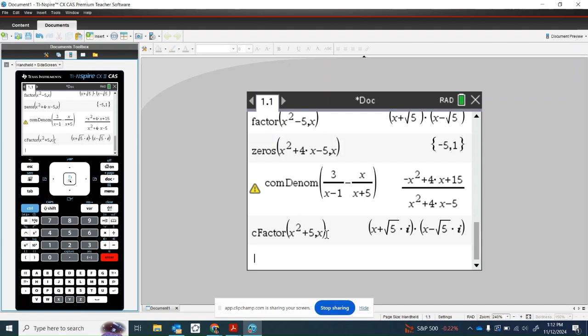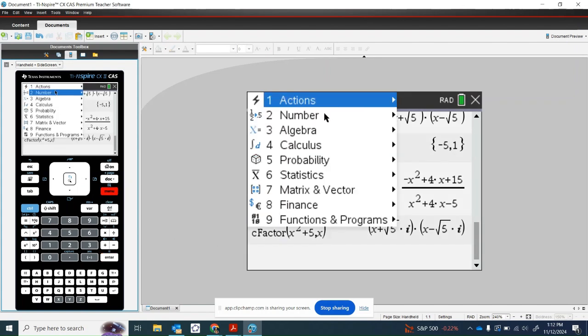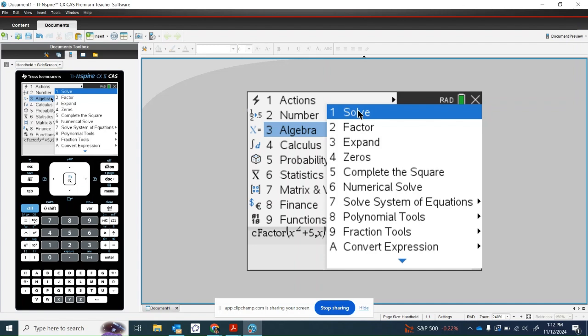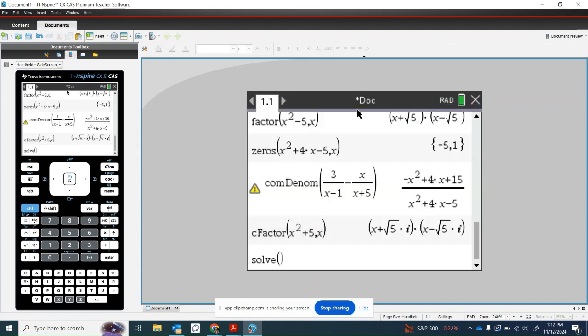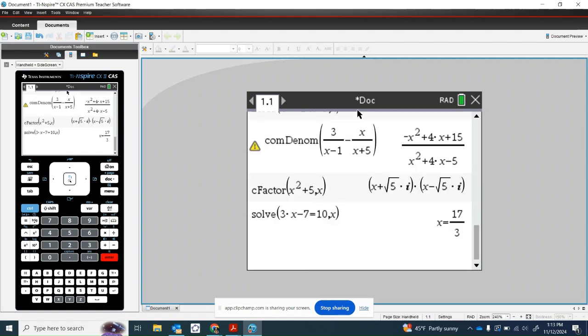Okay. It will solve for us. So it'll solve an equation. If I had 3x minus 7 equals 10, and I want to solve for x, I'm going to put comma x. I always tell it what I'm solving for, and it is going to solve that for me.